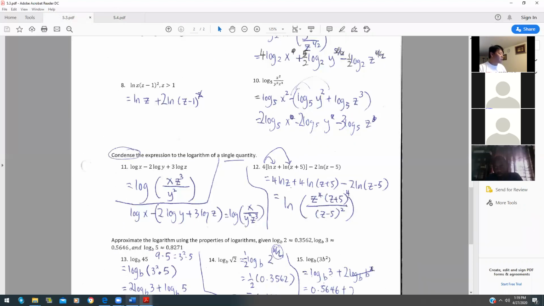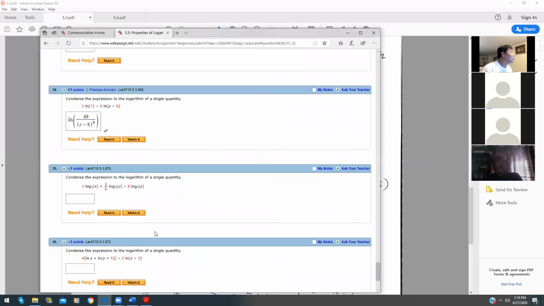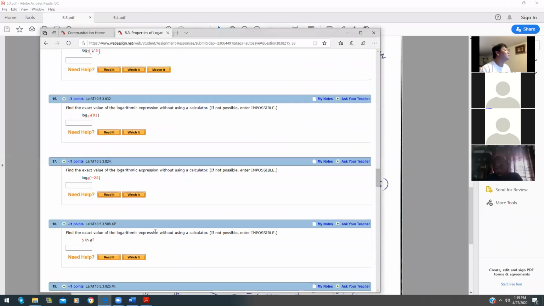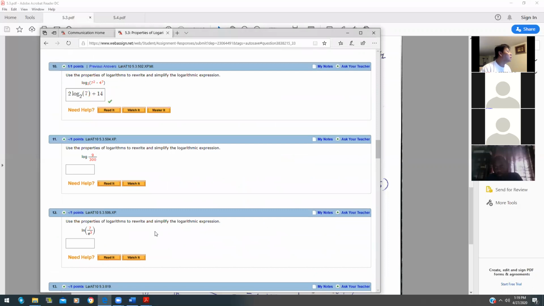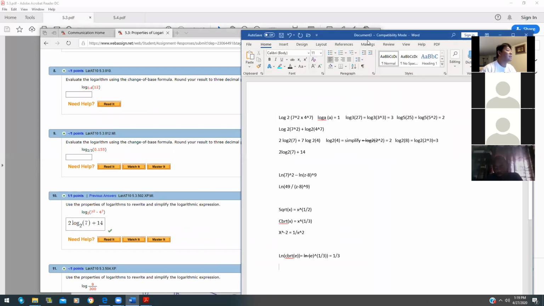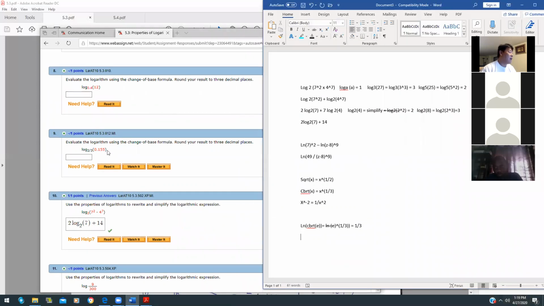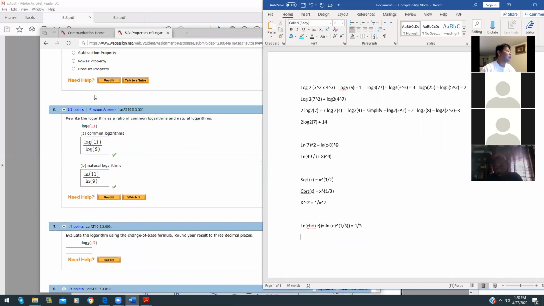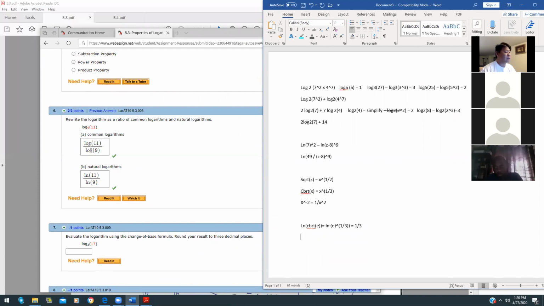Homework. Number 9. There you go. You evaluate this using change of base. So how do we use change of base for this? You can use log, you can use ln, doesn't matter for me. So how did we do question 9? How do we use change of base? Same thing as what we just did in question 6, but you have to use a calculator to do this.